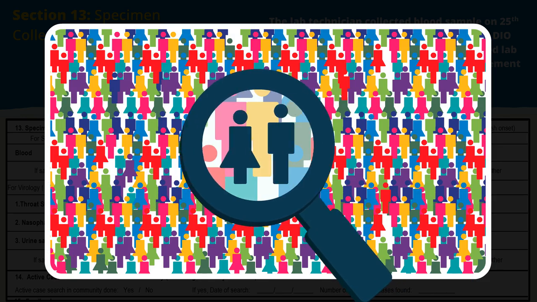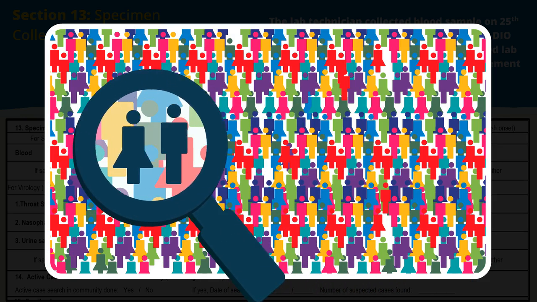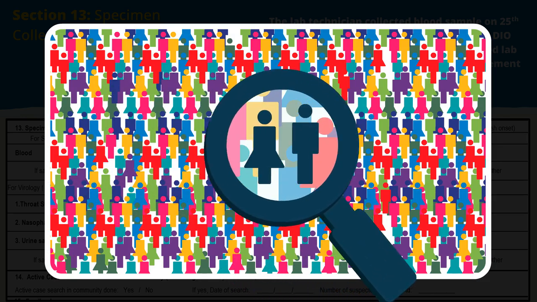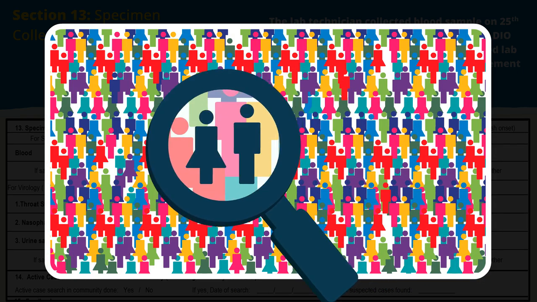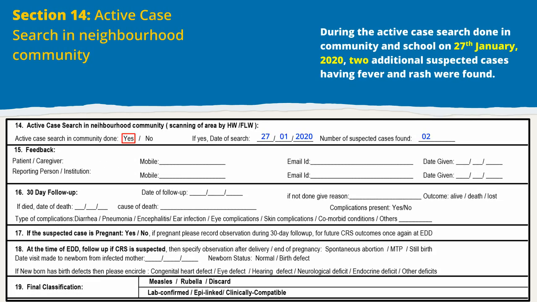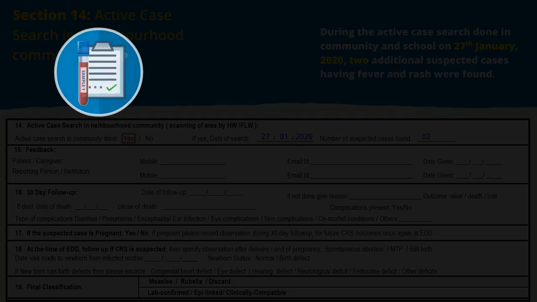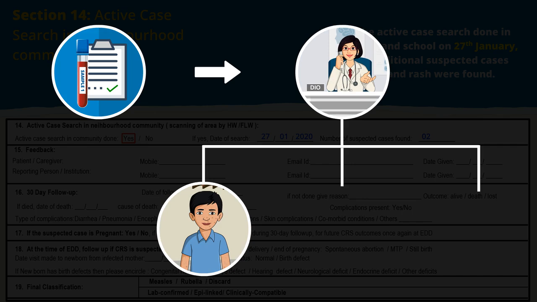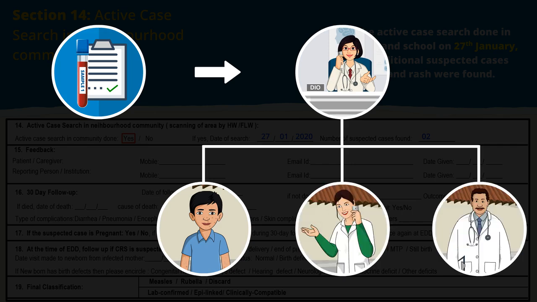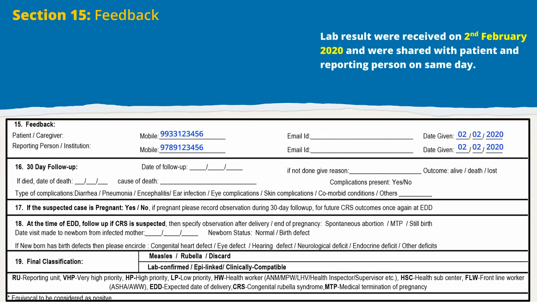Active case search in neighborhood community is important to identify all the suspected cases as well as the susceptible for early intervention. Any additional suspected cases should be investigated if they meet the case definition. Once lab result is available, DIO or SMO office should share it with patient, community worker and health facility, and update the section 15.